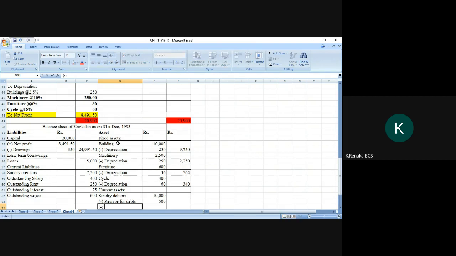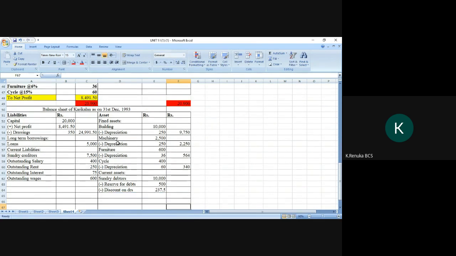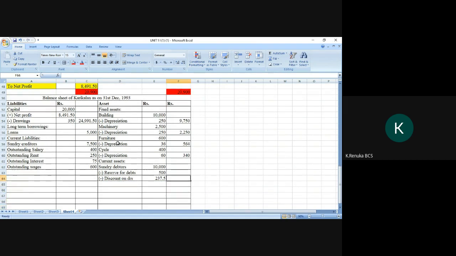You need to reduce the discount on debtors value. Discount on debtors. That is 2.5 percentage on the 9,750. So you have got 237.5. After making the calculations, put the final amount in the outer column. That is 9,262.5. So this is the final thing.